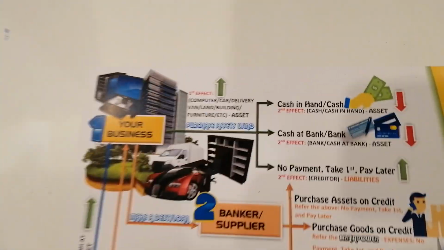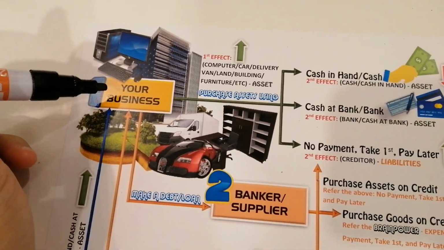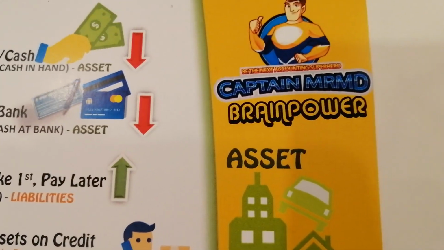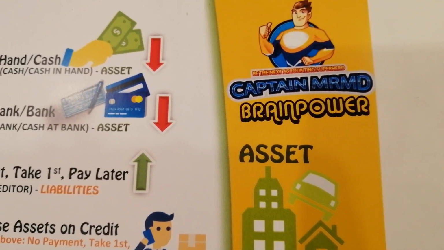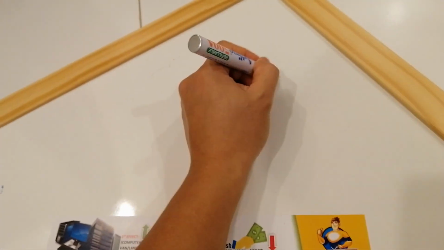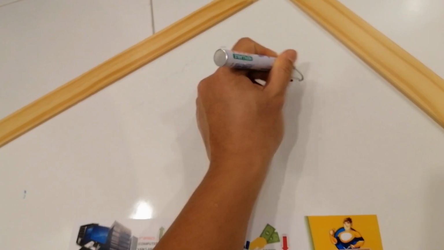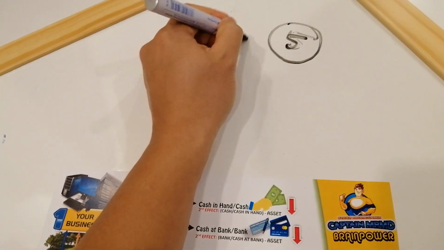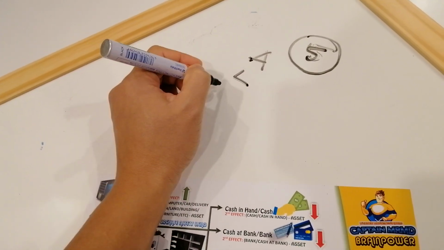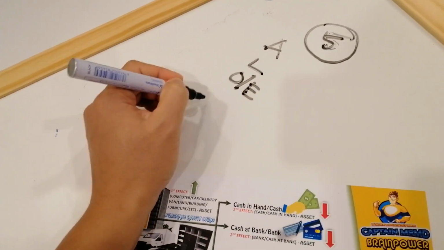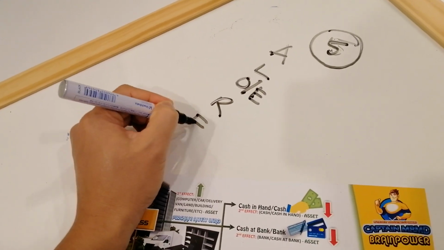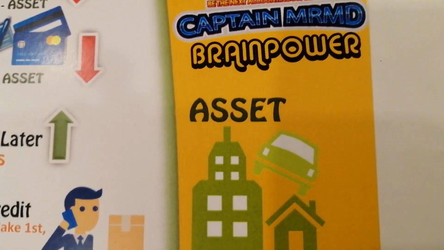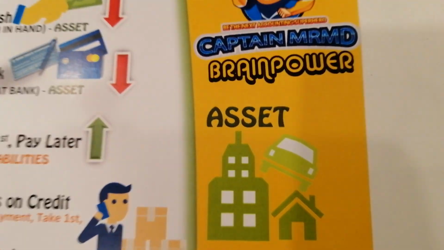Okay. So now, your business. For assets, we go by items. We go by category. So, we have 5 categories. Remember, in accounting, for classification, we have 5 classifications: asset, liabilities, owner's equity, revenue, and expenses. Okay, so we go one by one. We go to asset.